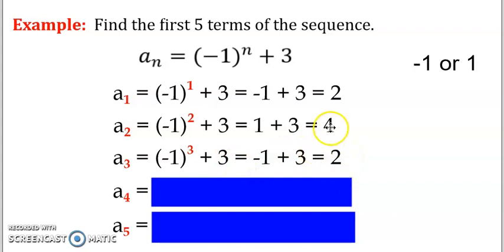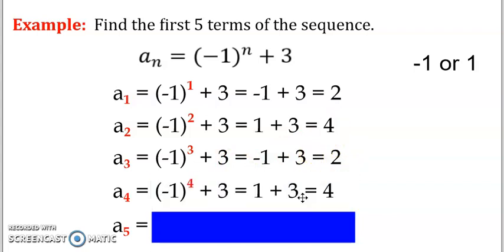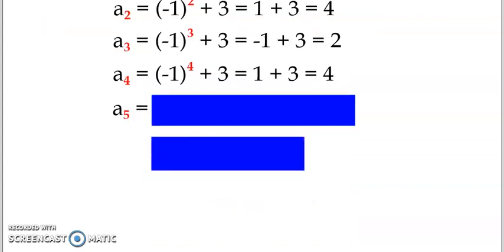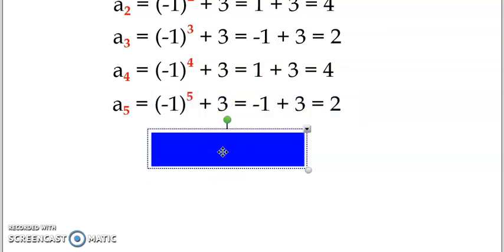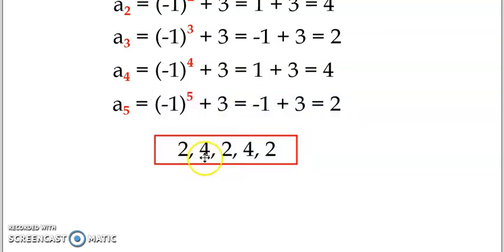If I were a gambling man, I'm probably going to guess that a 4 is coming next. Yep, because we raised to a 4th power, giving me a +1. Do the same thing for 5. And this one is actually just going to oscillate between 2 different numbers, 2, 4, 2, 4, 2, 4, 2, 4, and so on.